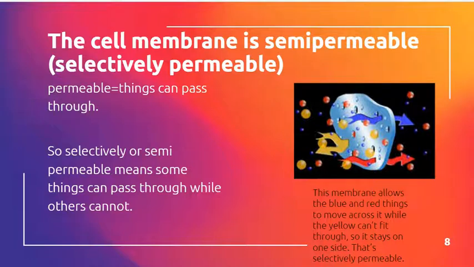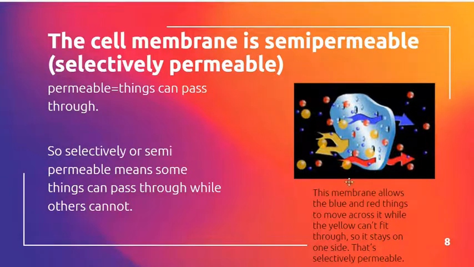Some things, but not all things. And the term for this is semi-permeable or selectively permeable. Both of these terms are used, and I will probably use them both. They can be used interchangeably. They mean the same thing. Permeable means things can pass through. So if it's selectively permeable, that means it's going to be selective. Some things can, some things can't. Same thing with semi, okay?